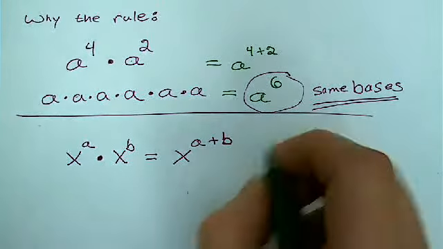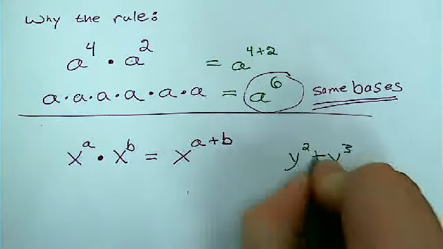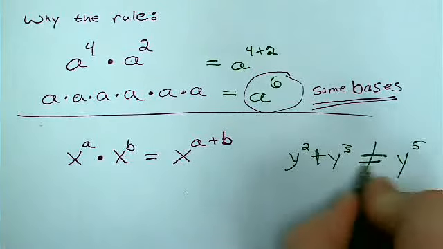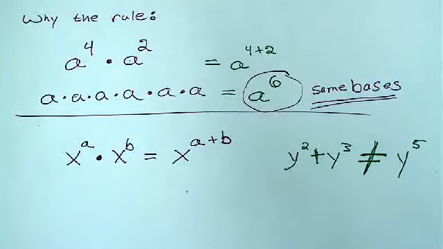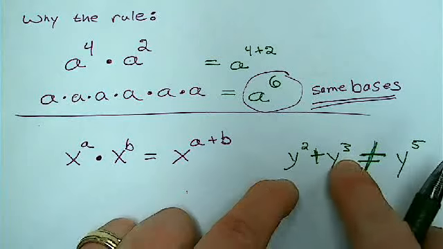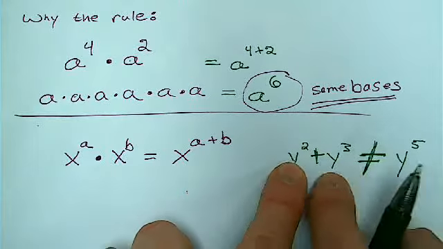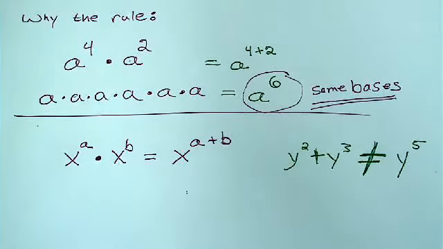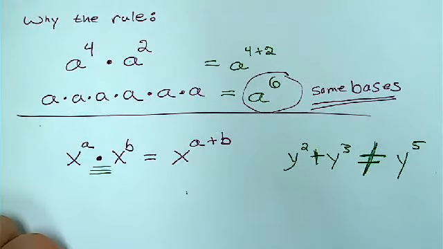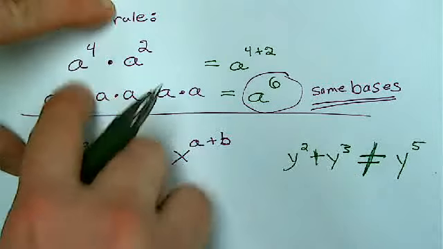For example, I can't do y squared plus y to the 3rd; that does not equal y to the 5th. That's a very common mistake that students make. Because this is y times y plus y times y times y. That's not 5 y's all multiplied together. That's 2 y's added to 3 y's. Can't do that. It only works for multiplication. It doesn't work for addition. So this rule has to do with when I multiply the same base.